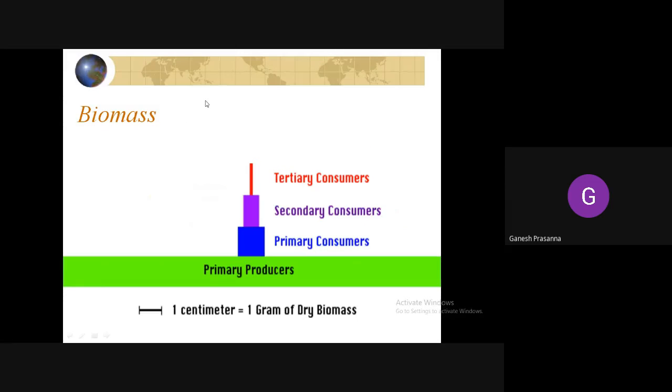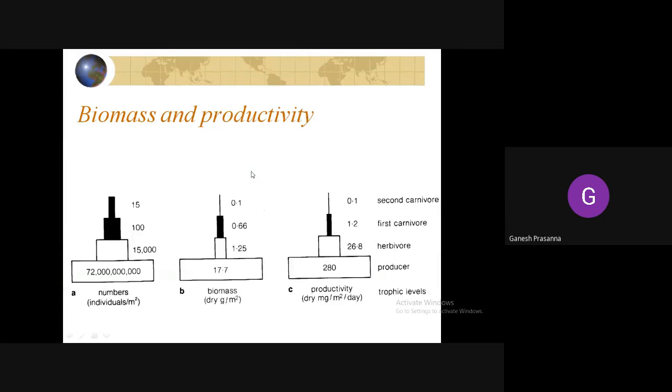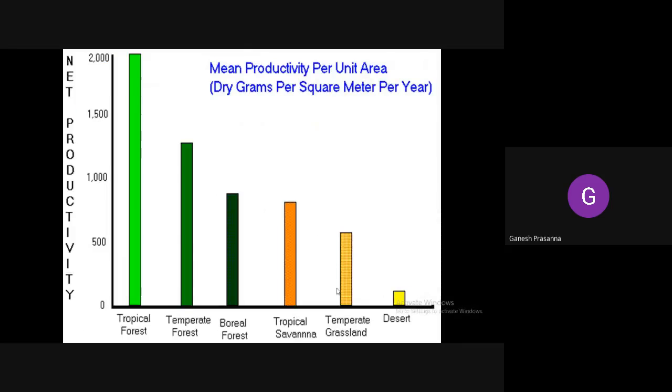Okay, you can see how primary producers produce 1 gram of dry biomass, and then the primary consumers, the secondary consumers, and also the tertiary consumers. So this is the productivity, and how exactly you can correlate them. Individuals, gram per meter cube, dry mg per meter square per day. How exactly we can correlate all of them with one another. This is one small example in one area where the net productivity is taken.